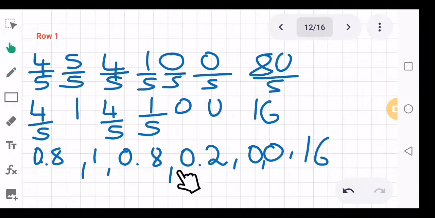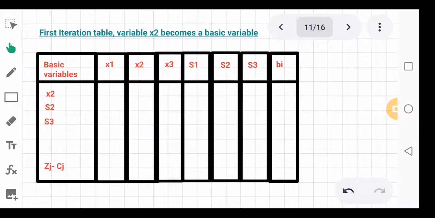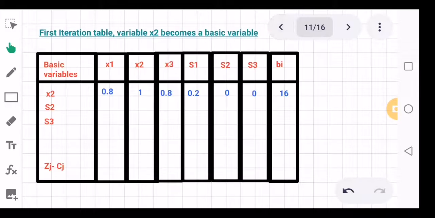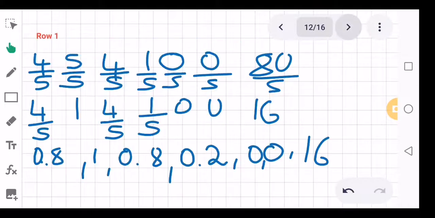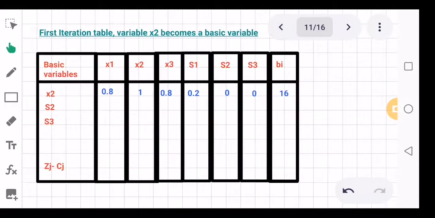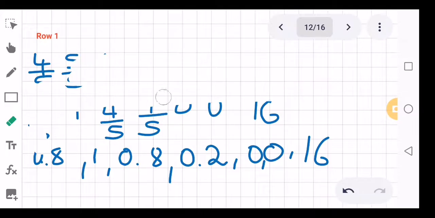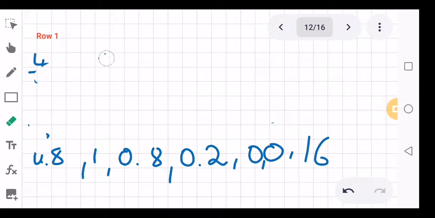0.8, 1, 0.8, 0.2, 0, 0, 16. I will be writing that down over here now. So that's how I got all these values. This is the way to calculate values for the departing row. Let me write down how I calculated it to avoid any further confusion.